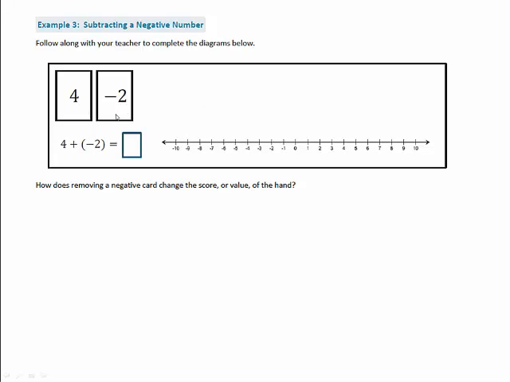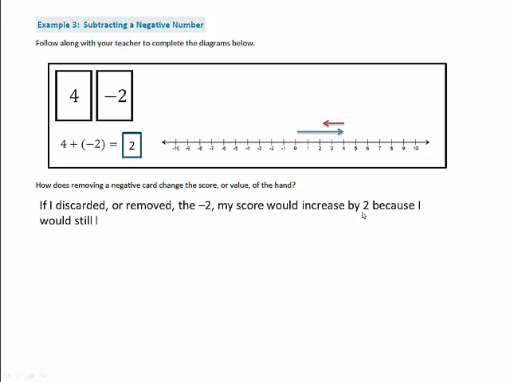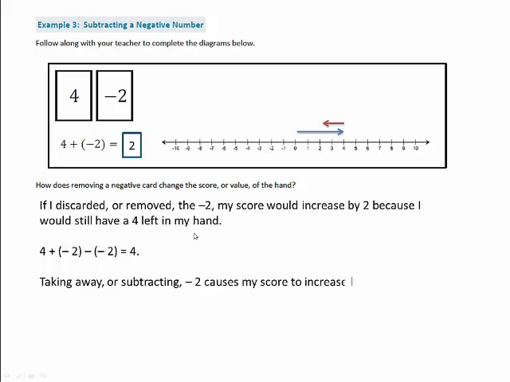In this case, I'm going to be subtracting a negative number instead of a positive number. Here I have 4 plus negative 2. So there's my arrow for 4, and here's my arrow for negative 2, and I end up at 2. We want to look at how removing a negative card changes the score or value of the cards in my hand. If I were to discard or remove the negative 2, my score would increase by 2 because I would still have a 4 left in my hand.